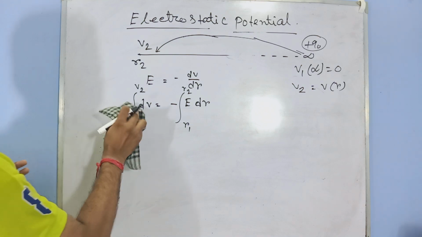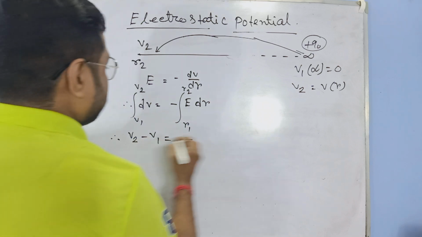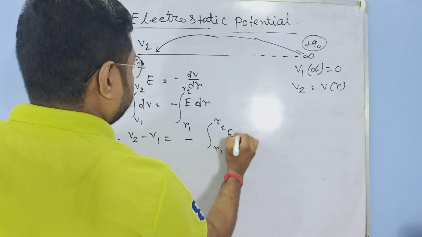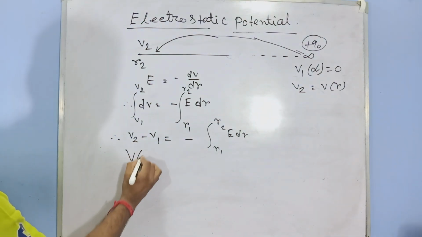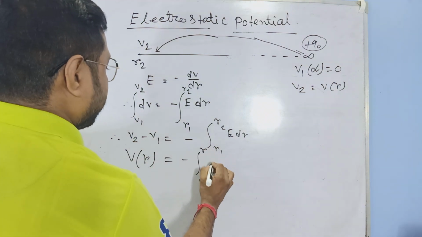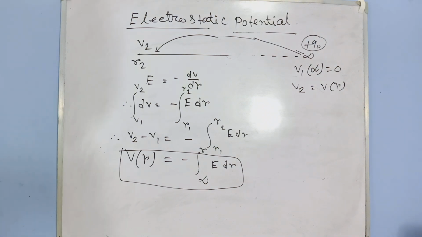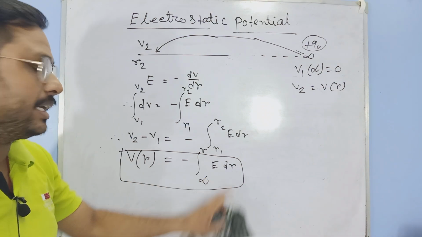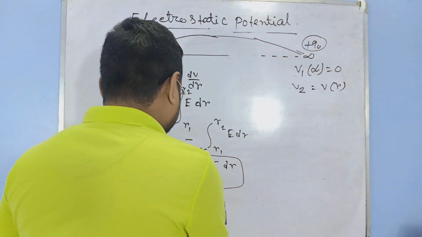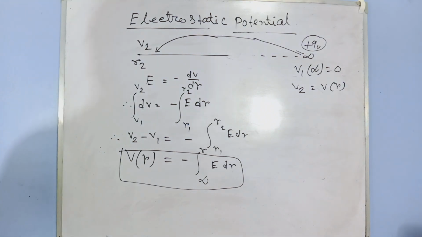So we can say V2 minus V1 equal to minus integral R1 to R2 of E dr. Now V2 equal to V of R and V1 equal to 0, so this equals minus integration from infinity to R of E dr. This is the required condition to find the potential: V of R equals minus integral from infinity to R of E dr. Not E dot dr, because cos 180 is minus 1, giving E dr. In this way we can find the potential and the electric field at any point.